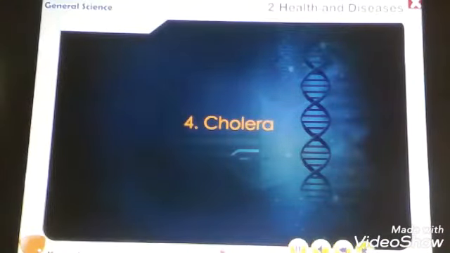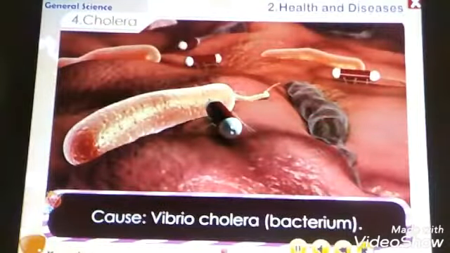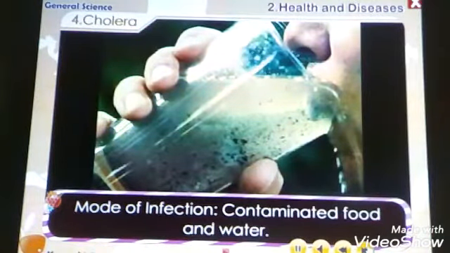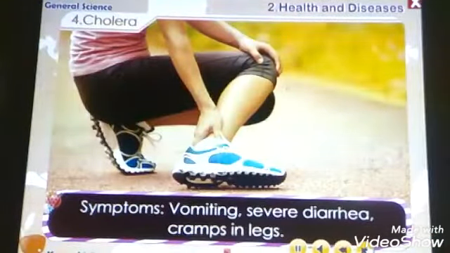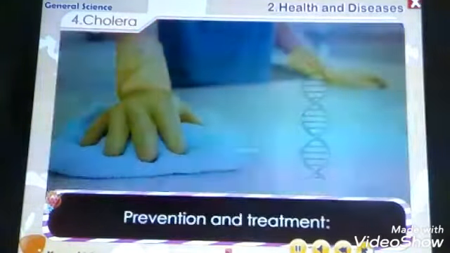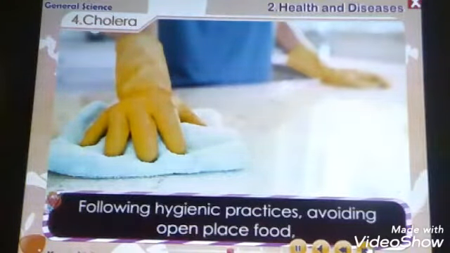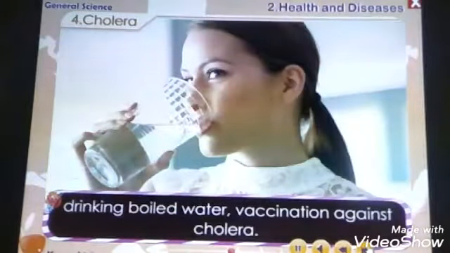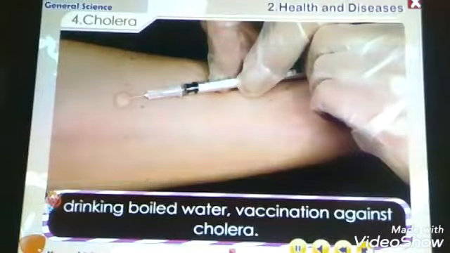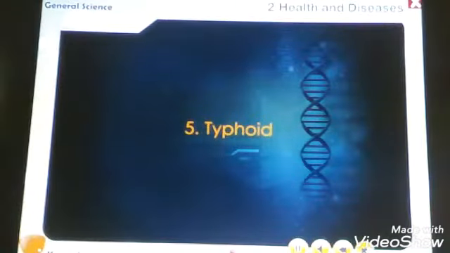Cholera. Cause: Vibrio cholerae, a bacterium. Mode of infection: contaminated water and food. Symptoms: vomiting, severe diarrhea, cramps in legs. Prevention and treatment: following hygienic practices, avoiding open-place food, drinking boiled water, vaccination against cholera.